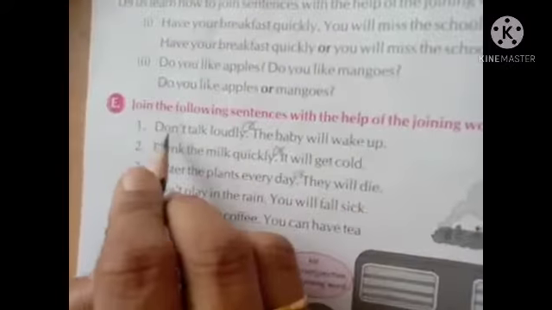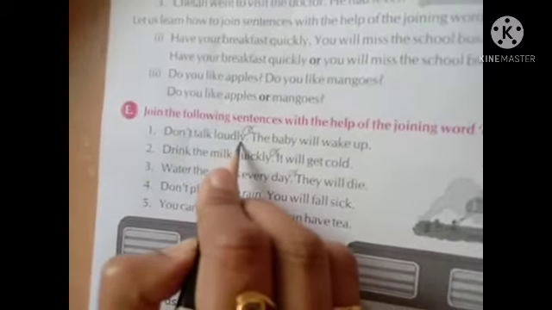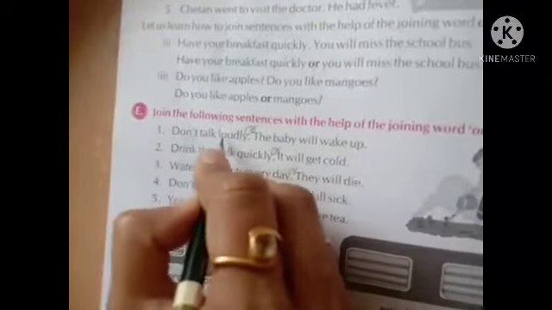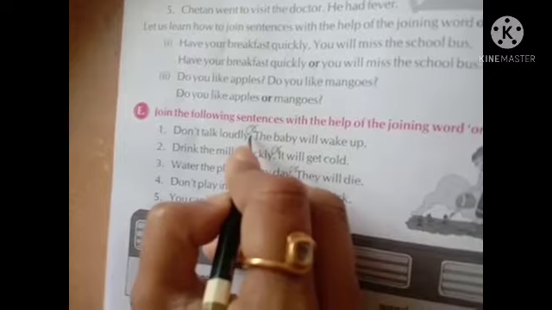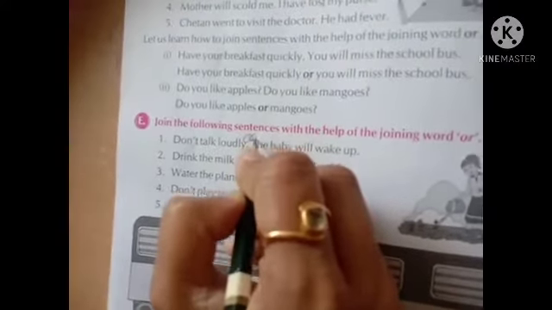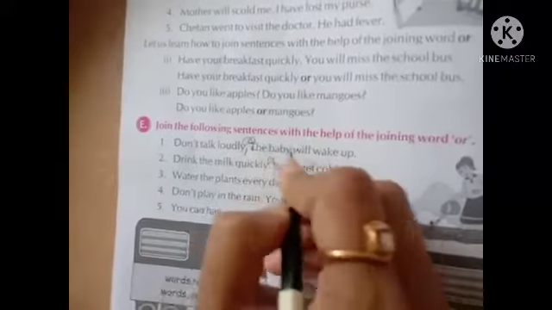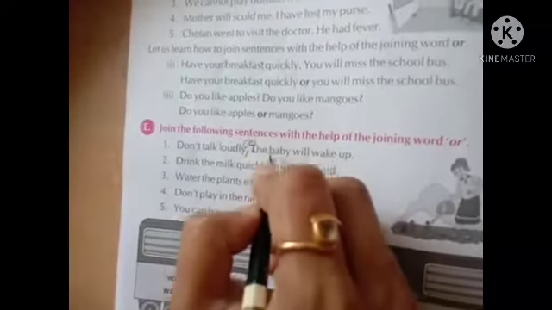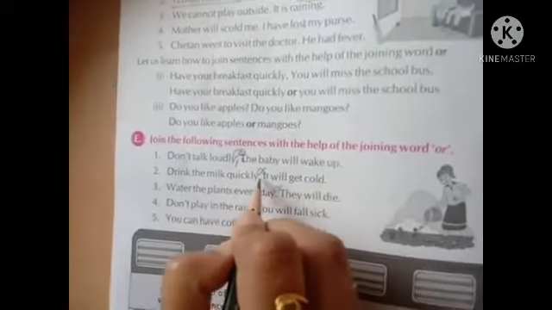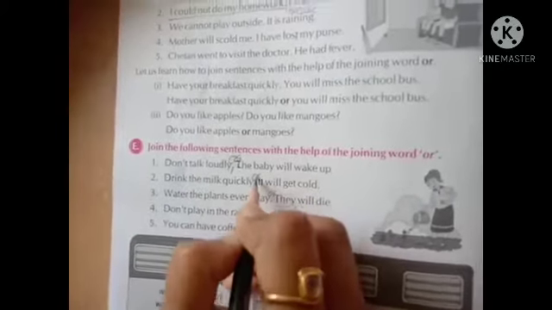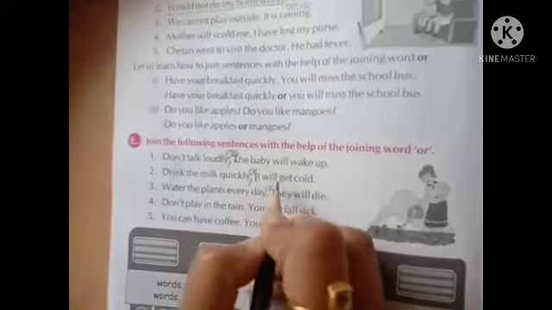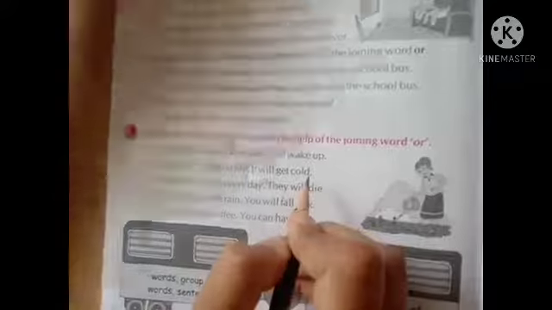See the question. Don't talk loudly. The baby will wake up. Don't talk loudly. Remove the full stop. Write or. The capital T becomes small. The baby will wake up. Drink the milk quickly. Remove the full stop. Write or. I become small. It will get cold. Understood?